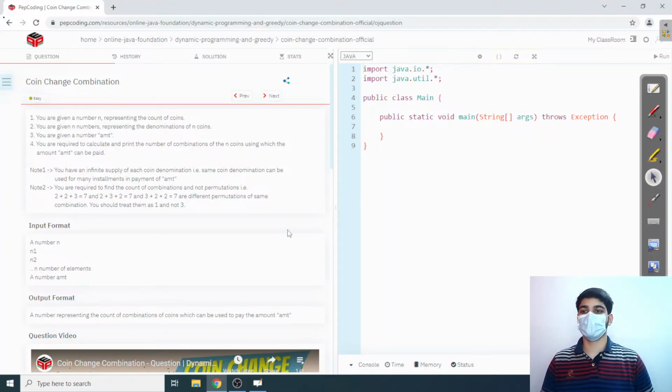In this video, we'll be solving the question coin change combinations. Now this question is just a slight variation of target sum subsets. So let's look at the problem statement and see what it says.